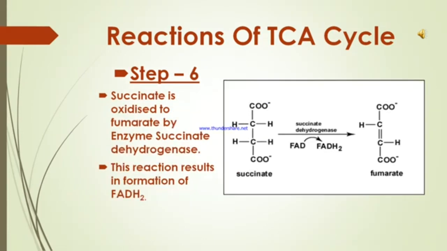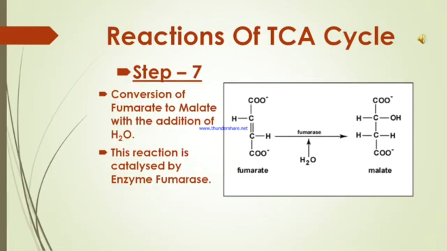In step 6, succinate is oxidized to fumarate by the enzyme succinate dehydrogenase. This results in the formation of FADH2. As you can see, step 7 involves conversion of fumarate to malate with the addition of water in the presence of the enzyme fumarase.